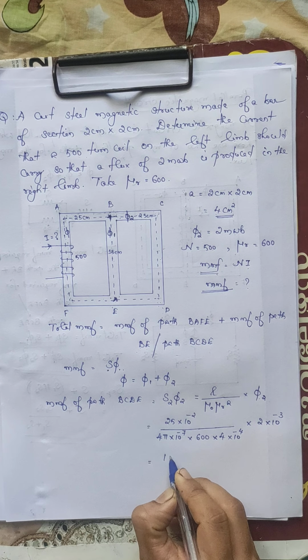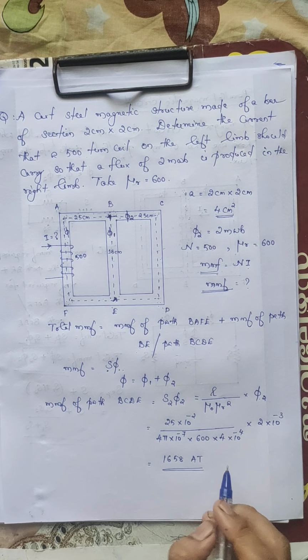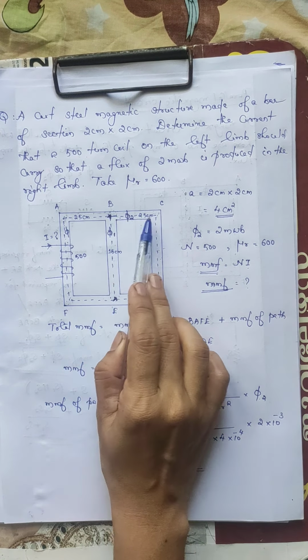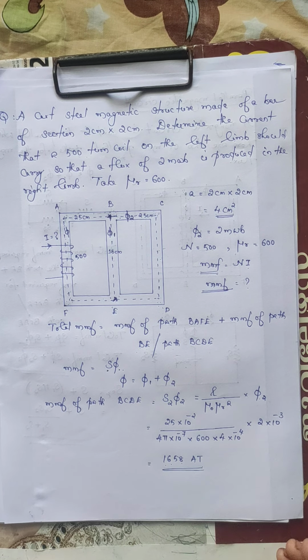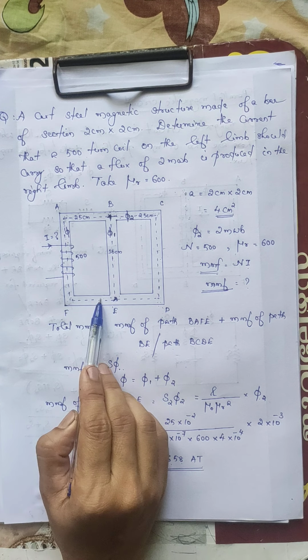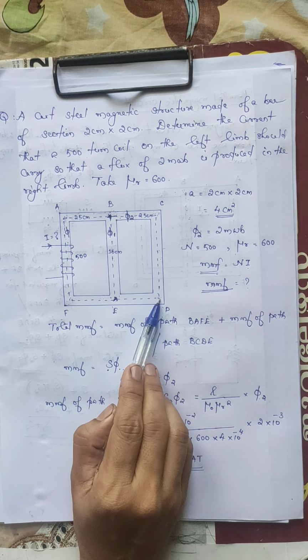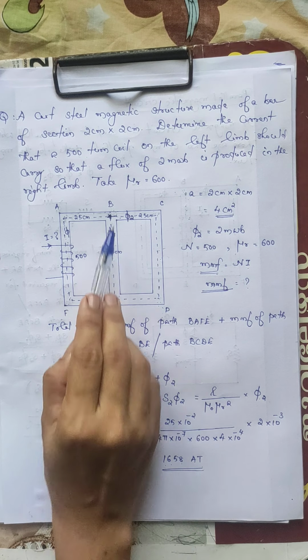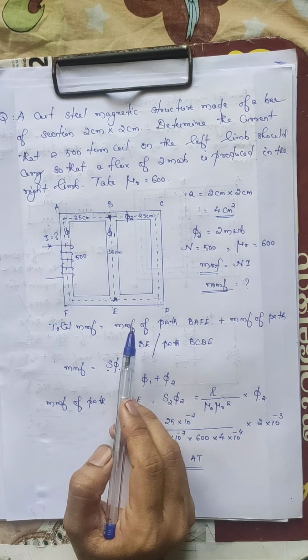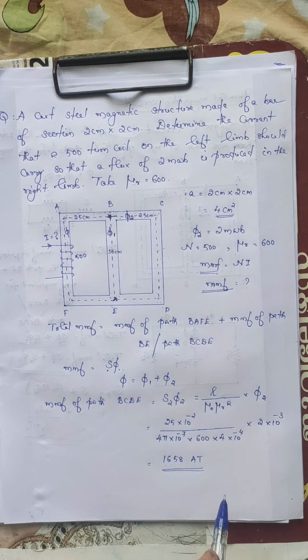So the answer will be 1658 ampere turns. On solving the above equation, we get the MMF of path BCDE as 1658 ampere turns. Now this is the total flux, and the total flux divides at this point and flows through this path and this path. That means these two paths are in parallel. Path BE and path BCDE are in parallel. So the MMF across these two paths will be the same.